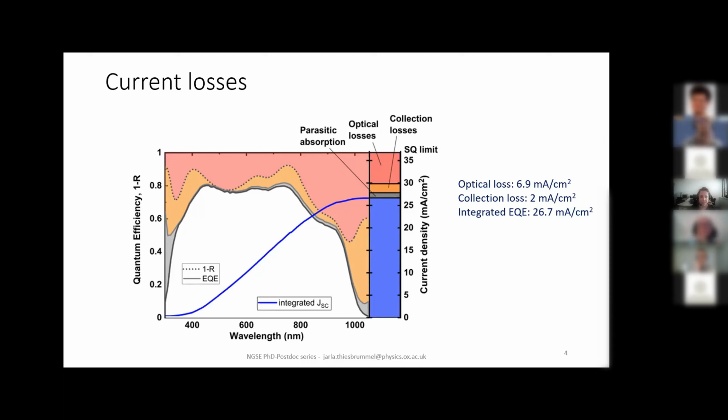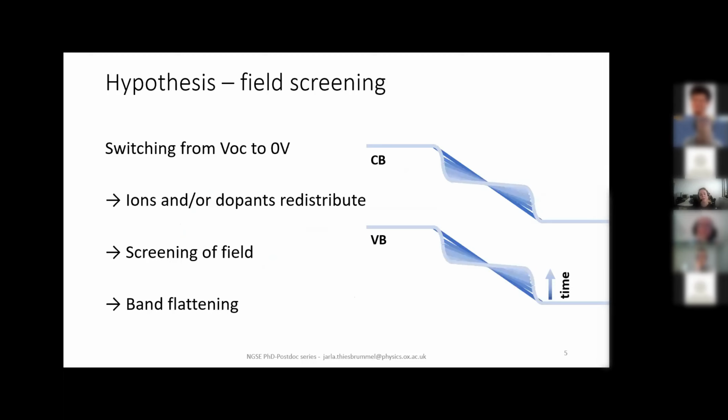But as you can see, on top of that, we also had quite significant collection losses, about 2 mA/cm². It's these collection losses that we wanted to look into a bit further. So we wanted to understand where they come from. And we did have a hypothesis about this, and the hypothesis had to do with field screening. Basically, when you switch your device, like the bias from VOC to 0 volts, normally you should get nice and steep bends. And at this point, you should be efficiently extracting all your charges, right?